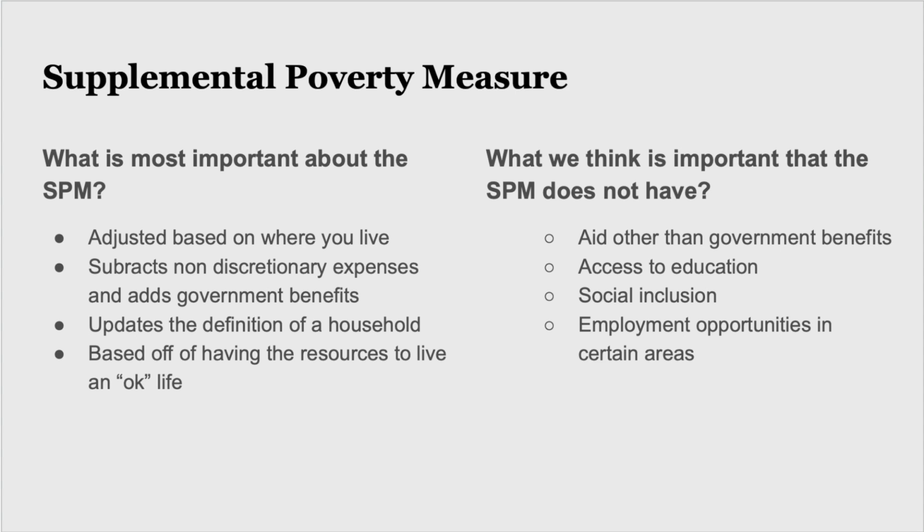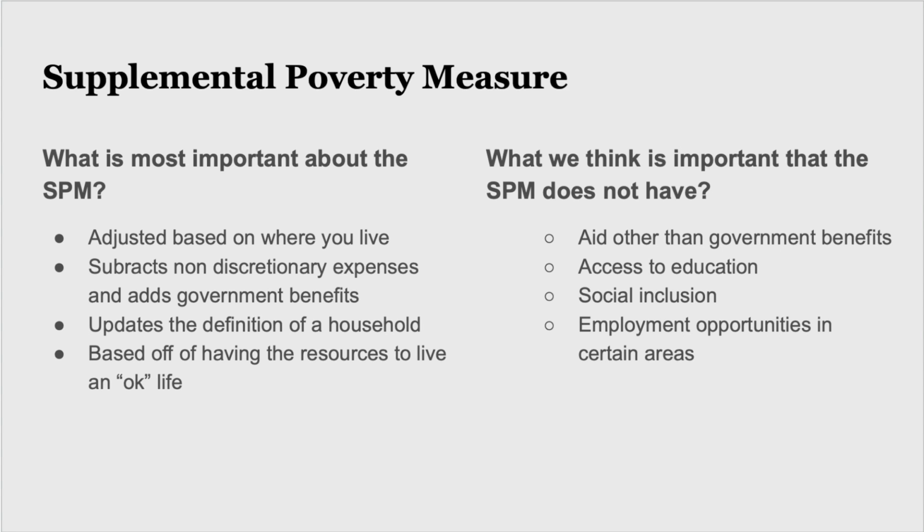The SPM is also adjusted based on where someone is living, acknowledging that different areas have different costs of living and therefore are going to require different amounts of income. It updates the definition of a household, including foster children and people that are unrelated but still living together. These are situations that are not uncommon nowadays, so it is important that it is recognized. It is not just based on what a family needs to stay alive, but what a family needs to stay alive and live a decent life. By focusing on the standard of living, people are treated with the dignity that they deserve.